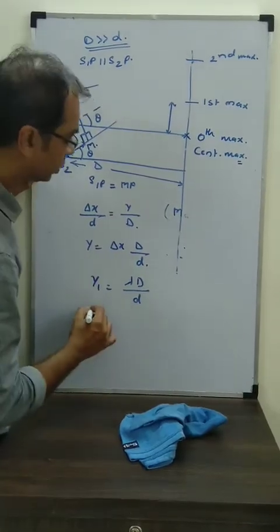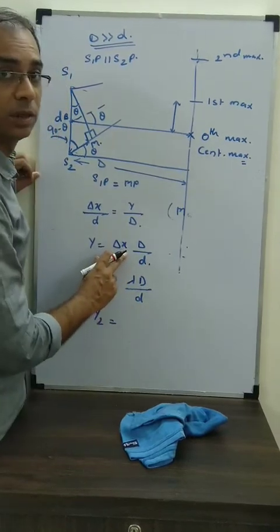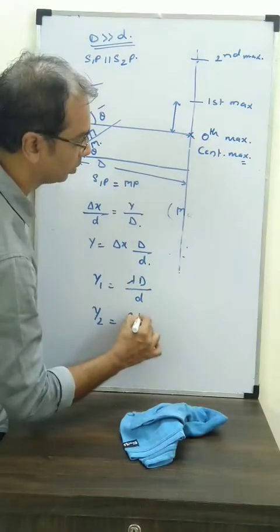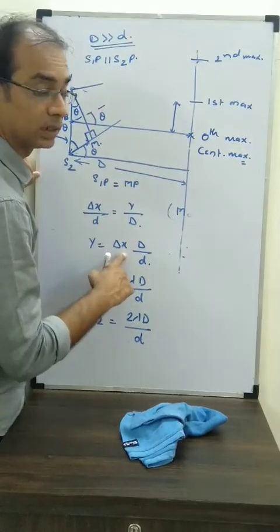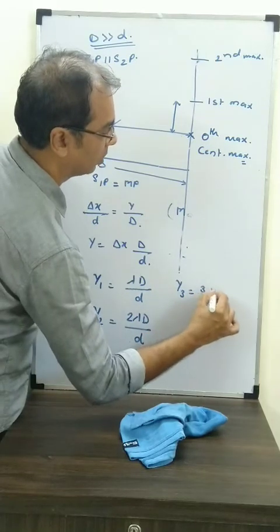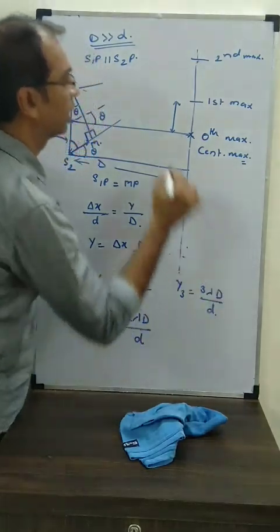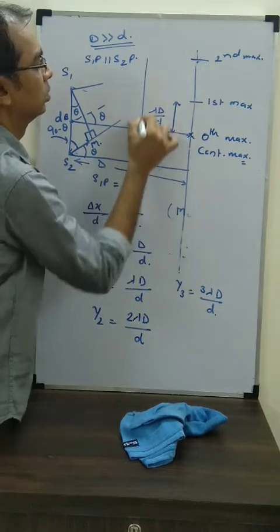Then y2, that means the second maxima. In this case, delta x will become 2 lambda, so this becomes 2 lambda D by d. And for the third maxima, delta x will become 3 lambda, so y3 will be 3 lambda D by d. So you are getting these positions. This is lambda D by d. This is 2 lambda D by d.